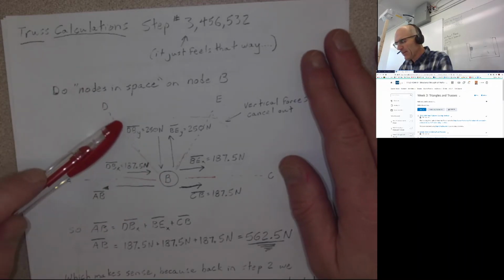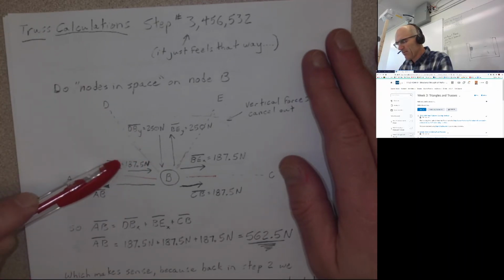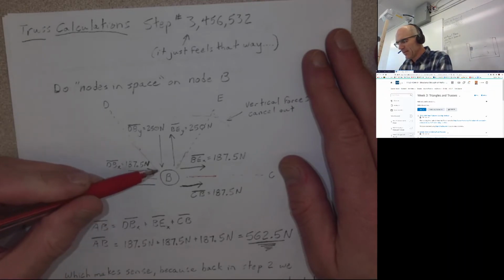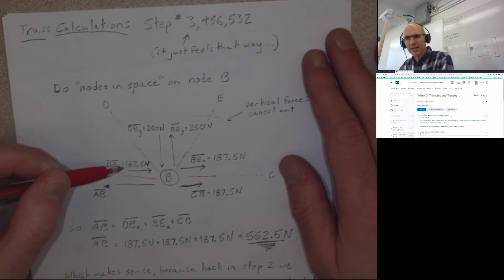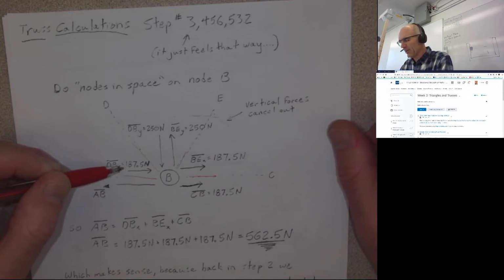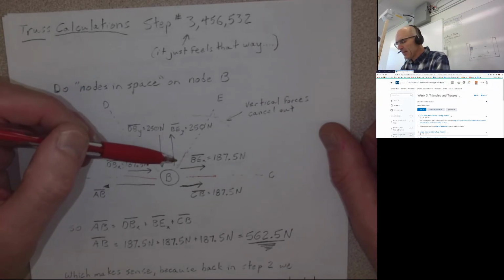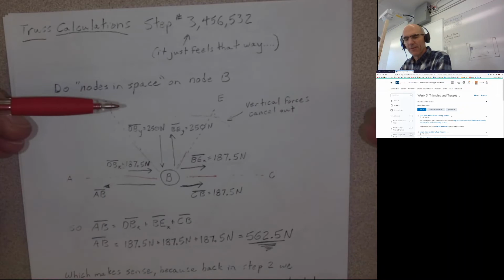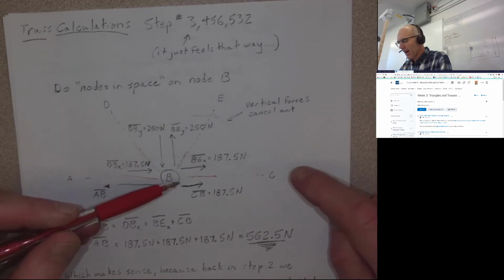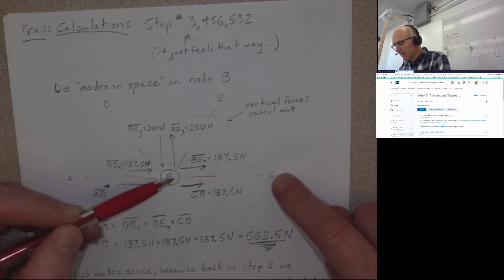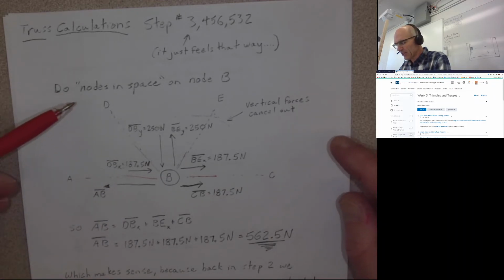Now, we've calculated the vertical and horizontal components in DB. So we've got DBy and DBx from one of our earlier calculations. We've got BEy and BEx from an earlier calculation. And we also just calculated BC from the calculation that we just did.